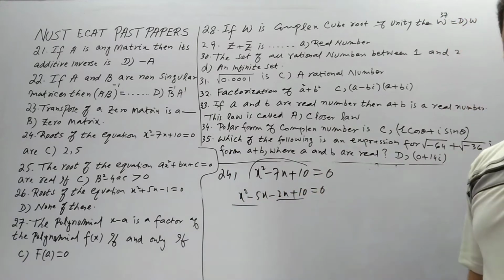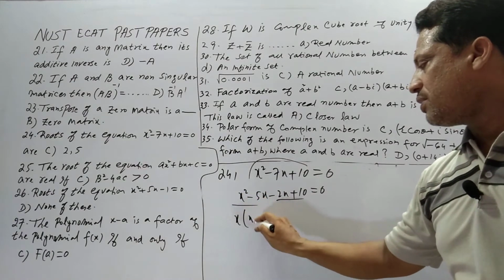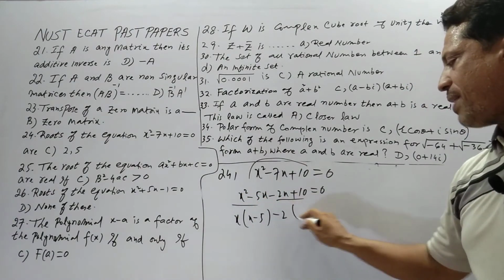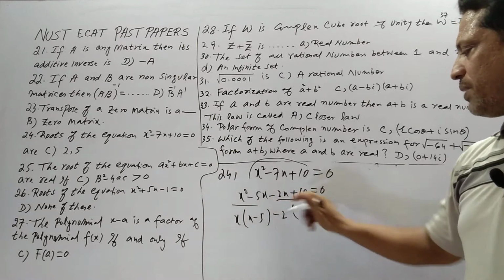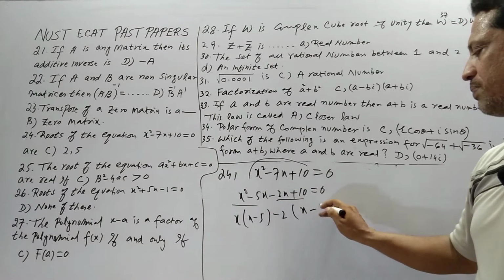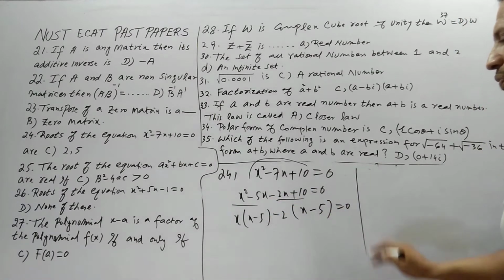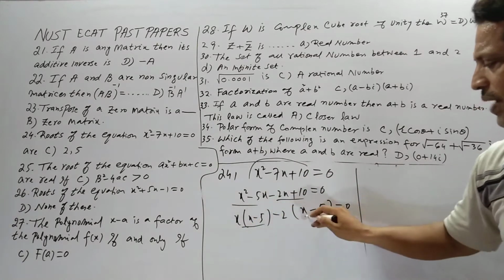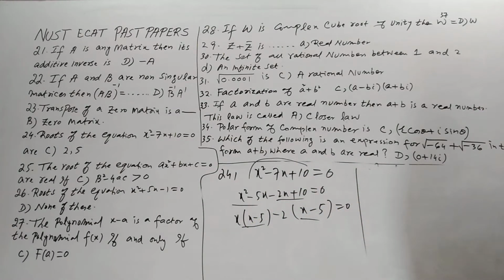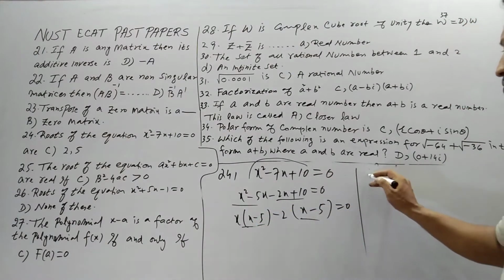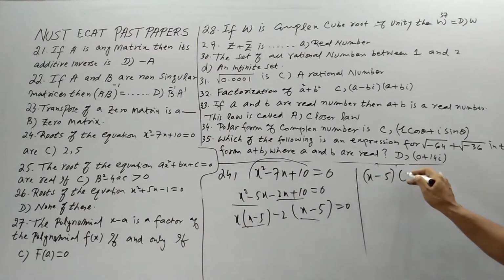First two and last two. What is common in the first two? x. x minus 5. Take minus 2 outside. Minus minus plus, so x minus 5 is equal to 0. If these two brackets are the same, it means your factorization is 100% correct. This is x minus 5, this is x minus 5. So write x minus 5 and x minus 2 is equal to 0.